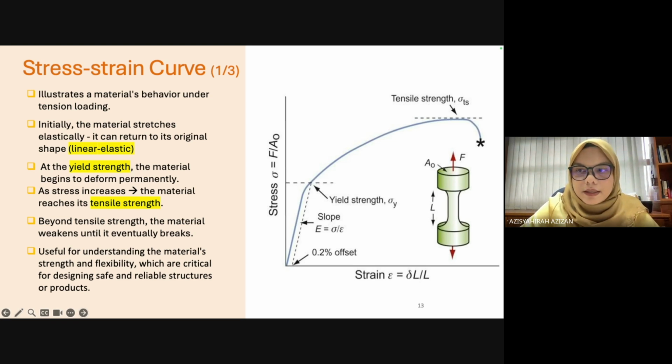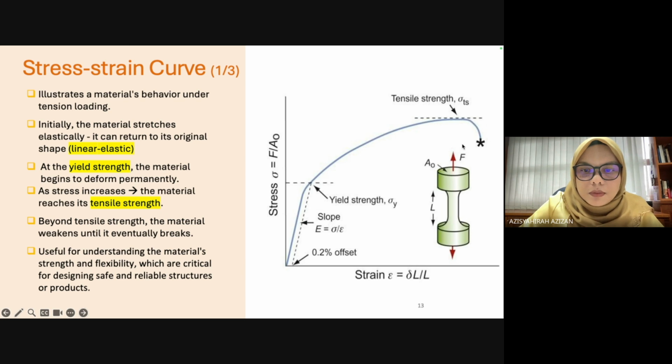Next, we have the highest point of this curve, which is called the tensile strength. This is the point where we obtain the tensile strength of this material. Sometimes in the textbook, you might also encounter the term ultimate strength. This is the maximum stress the material can handle before it starts to weaken. After reaching this point, the material is about to break.